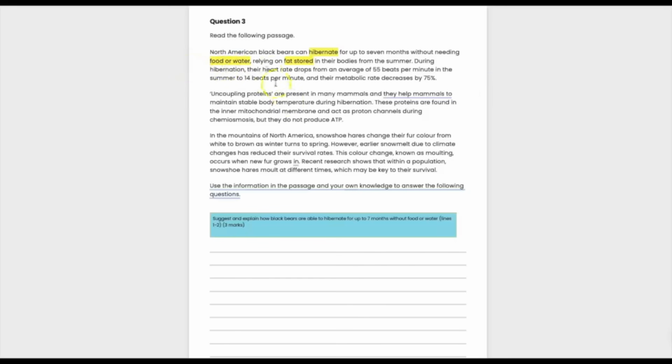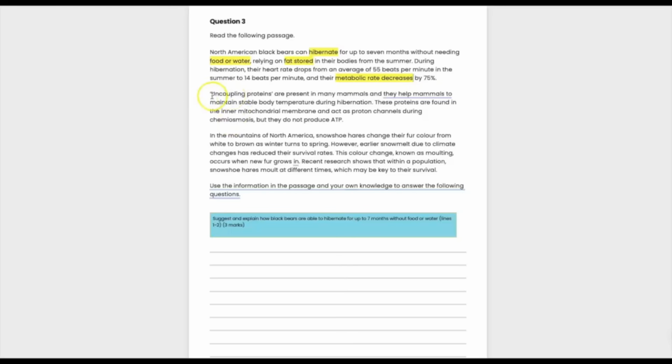Then we've got during hibernation, their heart rate drops from an average of 55 beats per minute in the summer to 14 beats per minute and their metabolic rate decreases by 75%. So again, if we're thinking about metabolic rates, I just write respiration here, and linking to the 55 beats per minute, I might just make a note to myself, control of heart rate, and thinking about the fact that the heart rate is going to drop, linked to the fact that there's lower respiratory rates, meaning you need less glucose and oxygen being transported.